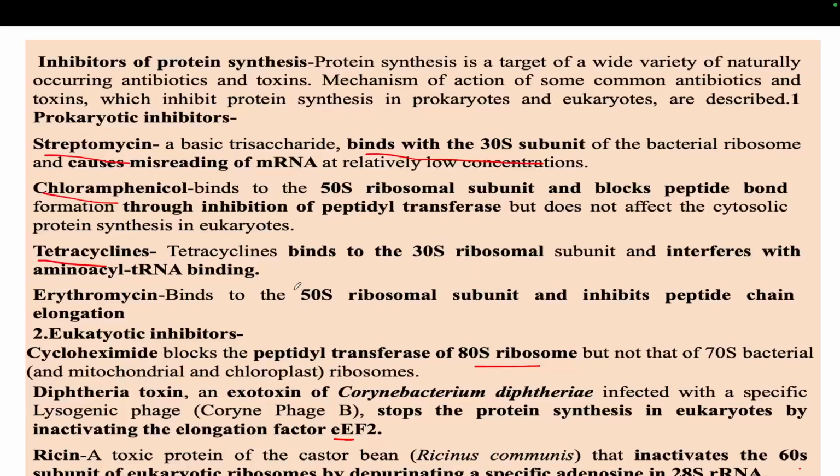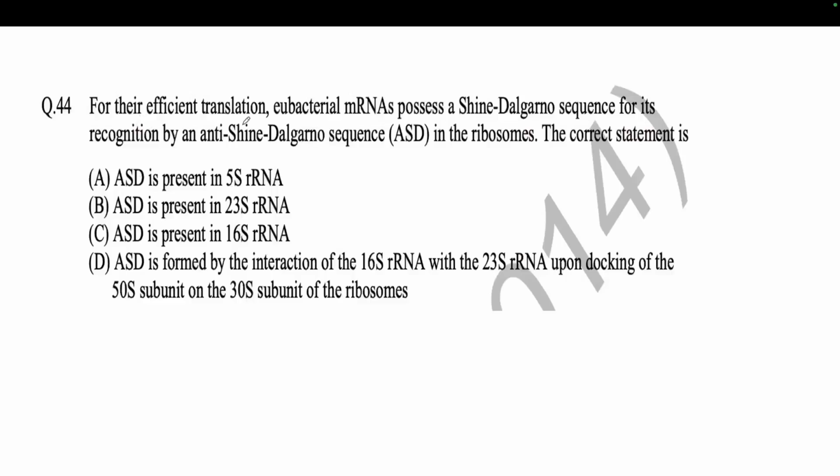Okay, so the question asked: for efficient translation, eubacterial mRNA possesses a Shine-Dalgarno sequence for its recognition by the anti-Shine-Dalgarno sequence in the ribosome. The correct statement is: this anti-Shine-Dalgarno sequence is present in the 5S rRNA, present in 23S rRNA, or 16S rRNA, or it is formed by the interaction of 16S rRNA with 23S rRNA upon docking of the 50S subunit on the 30S subunit of the ribosome. Yes, the correct answer of this question will be 16S.